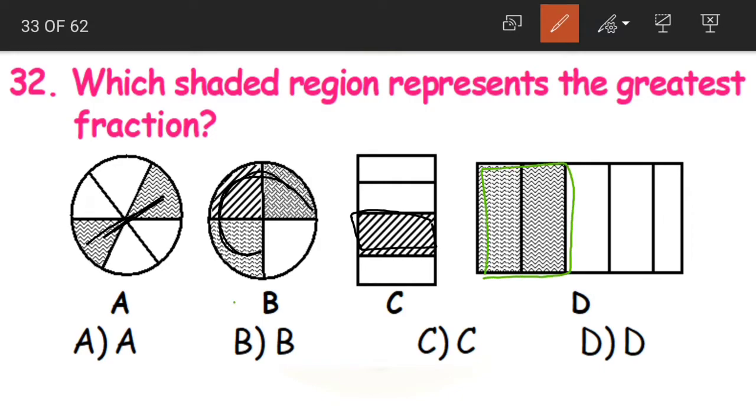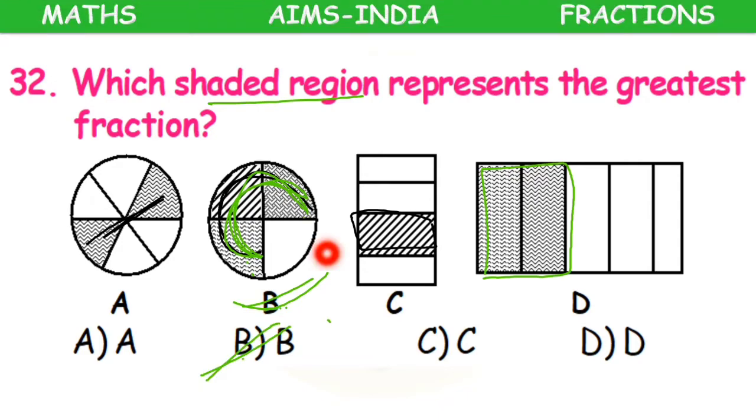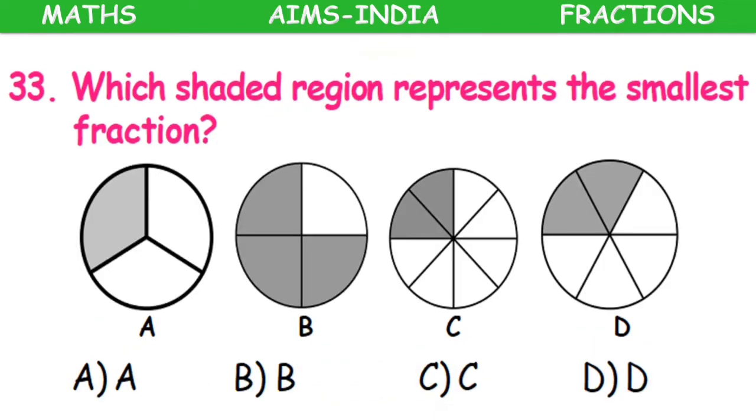Only by looking at it, what can you say? That option B, the shaded region of figure B, shows the greatest fraction. As it has the greatest shaded region, it shows us the greatest fraction. So option B becomes our correct answer. Understood children? This shaded region represents the greatest fraction.